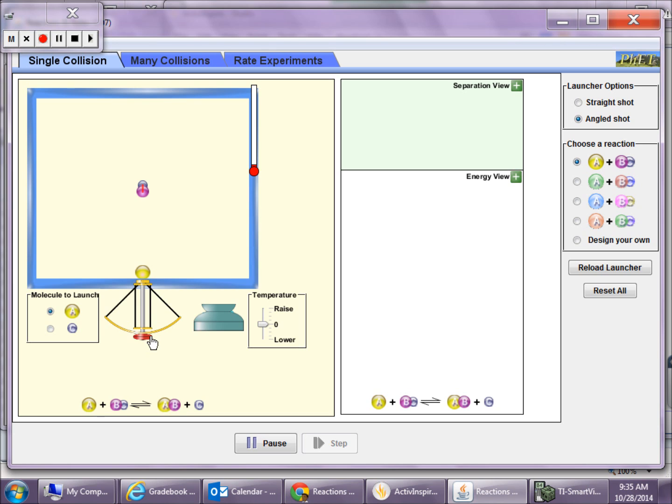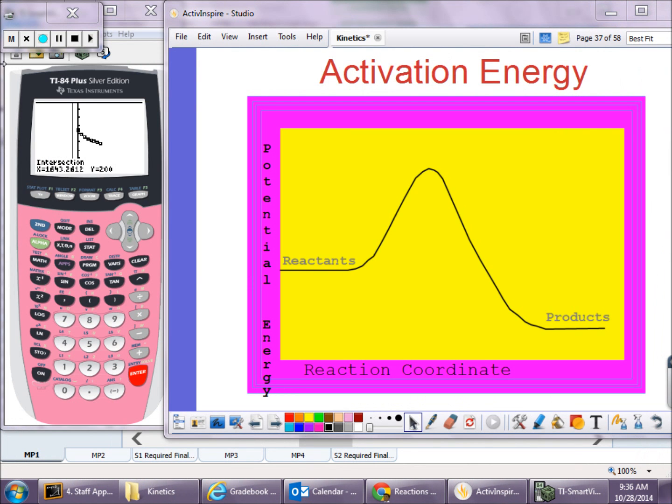Okay, let's close this and go back. Let me review the activation energy, that energy diagram graph. Let me tell you different names you may see for your x-axis. You may see reaction coordinate, reaction progress, reaction pathway. They all mean the same thing. Reaction coordinate, reaction progress, reaction pathway. They may even use time.